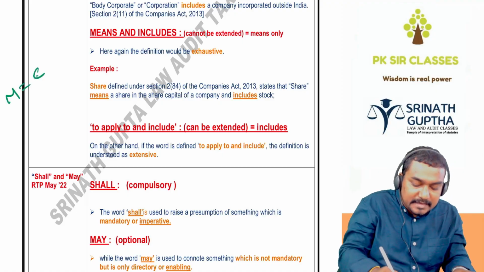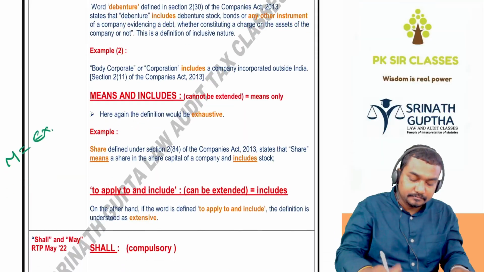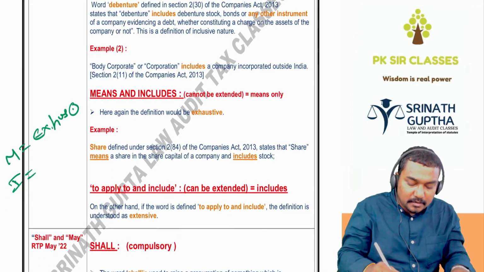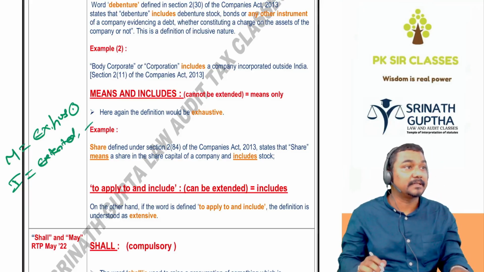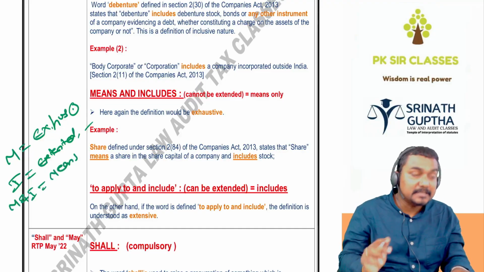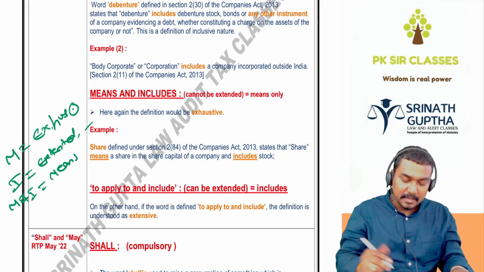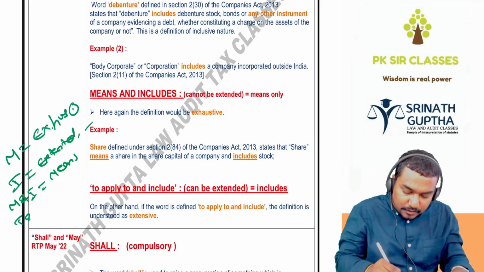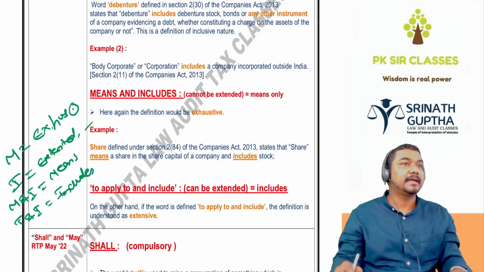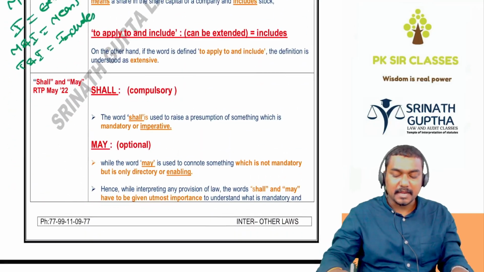Means is equal to exhaustive. You can't extend. Full stop is there. Includes is equal to, it can be extended. Comma is there. You can add something else in your interpretation. And means and includes is equal to means only. That means exhaustive. You can't add something else. And to apply and to include is equal to includes only, which can be extended. Next, shall and may.